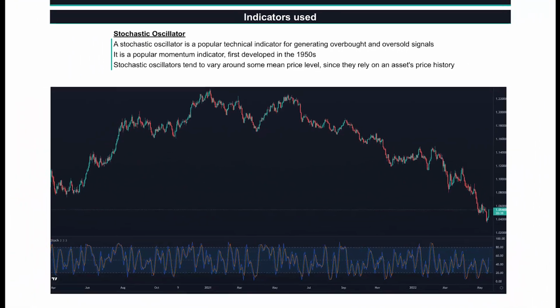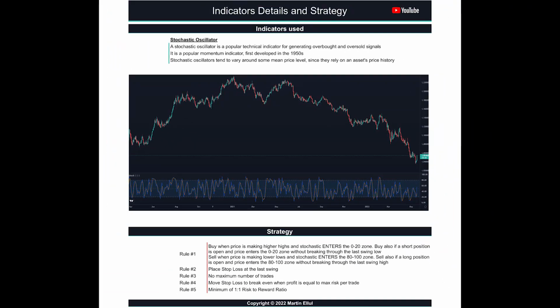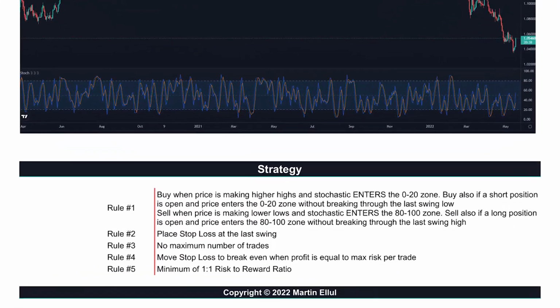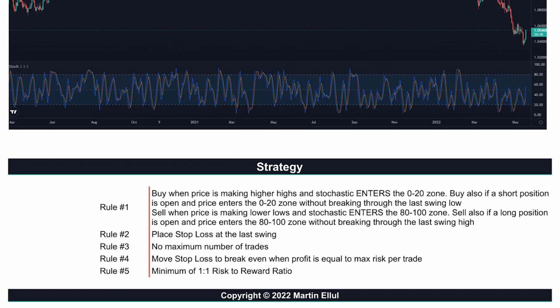This backtest is based on the daily time frame with a minimum of 1-to-1 risk to reward ratio. That means that every dollar that we risk, we aim to make a minimum of $1. So here's the strategy. We buy when price is making higher highs and stochastic enters the 0 to 20 zone, but we also buy if we're in a short position and the price enters the 0 to 20 zone without breaking through the last swing low.